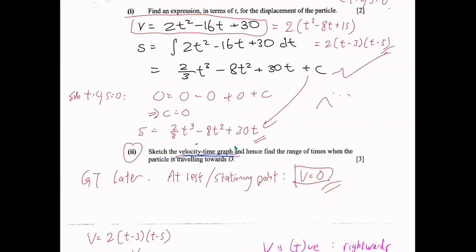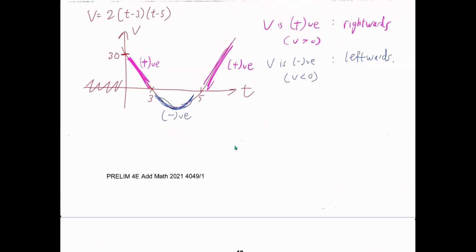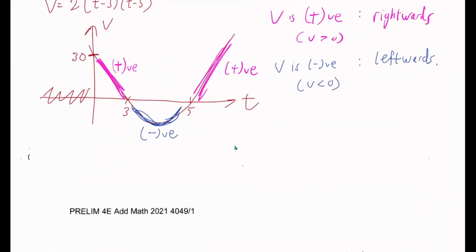Follow the 4-step procedure. Find the distance. I think it's clearer. Okay, let's do that. So the 4-step procedure. Step 1: sub v equal to 0. What do we get? 2 times this equal to 0. We already solved it. It's just t equals 3, t equals 5.